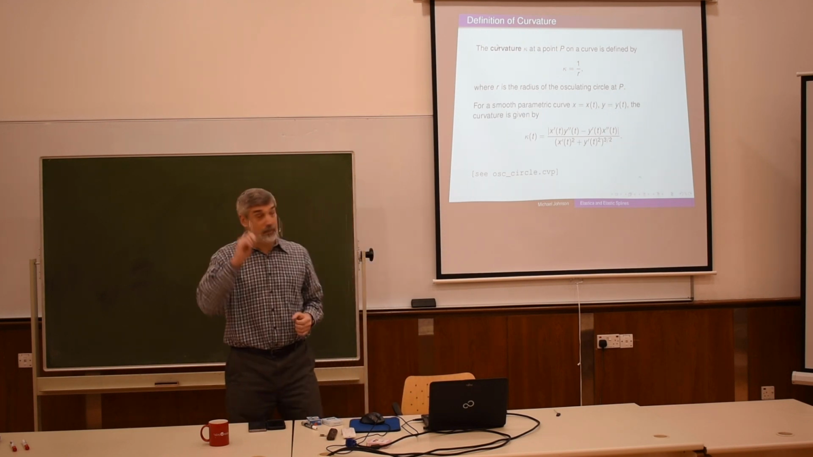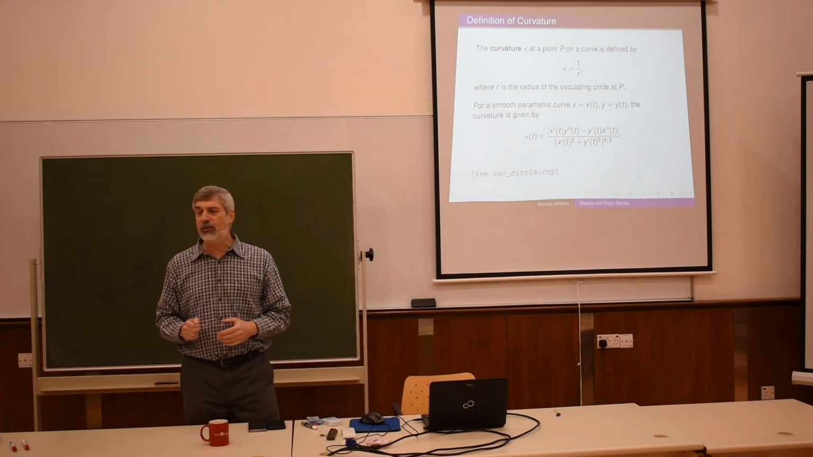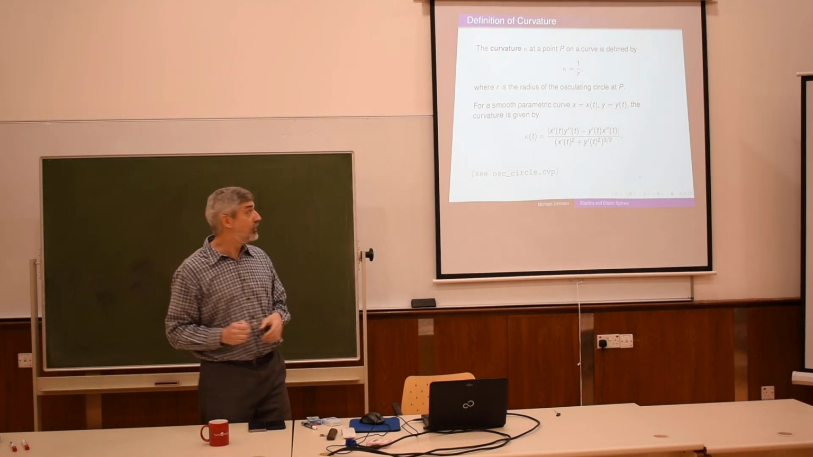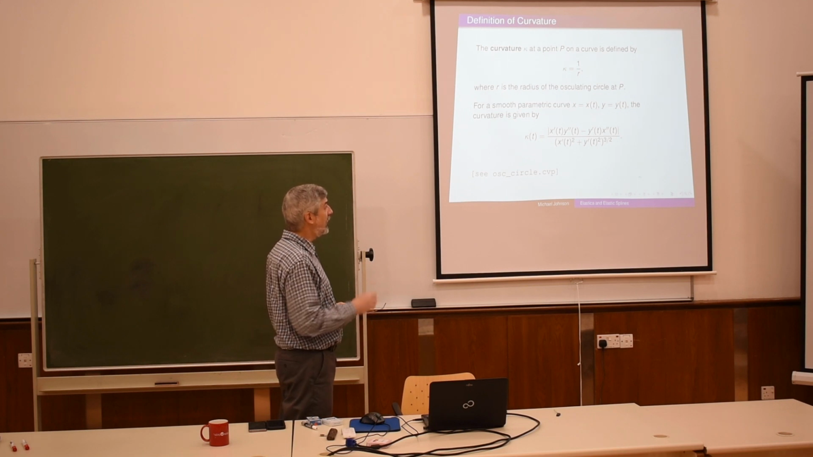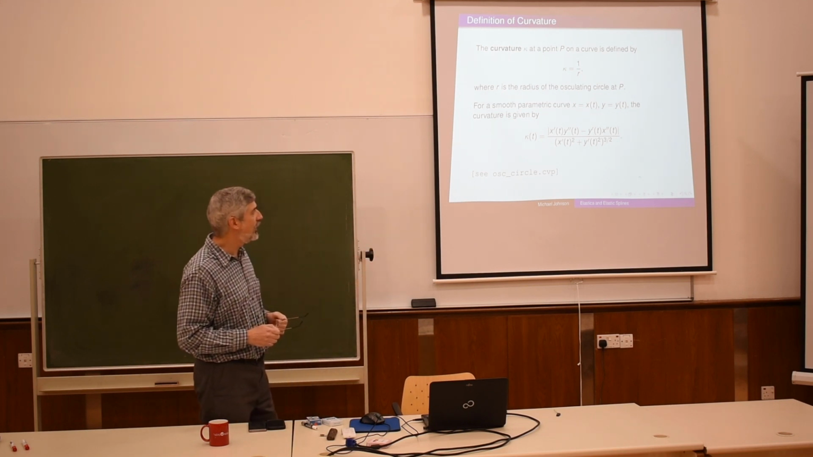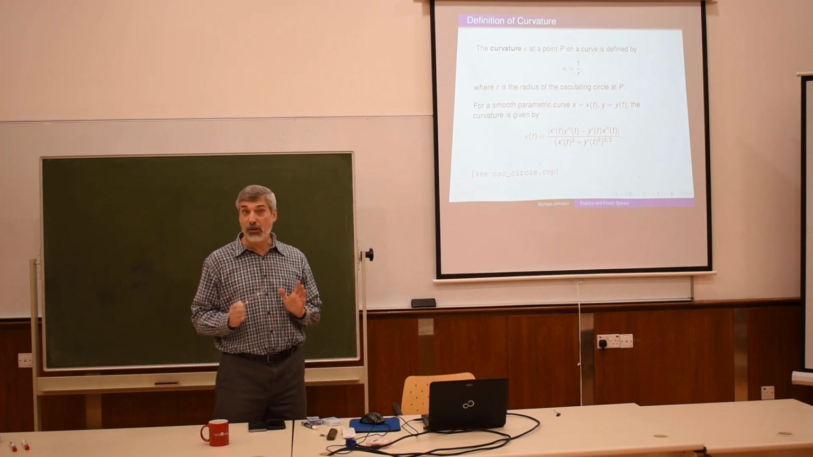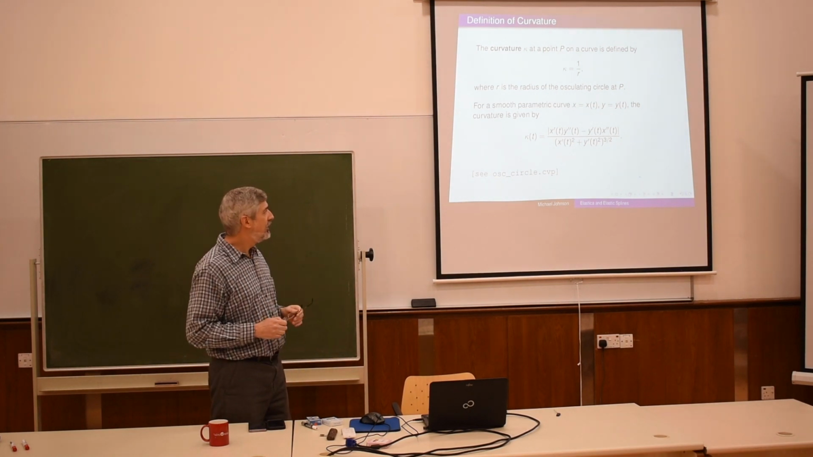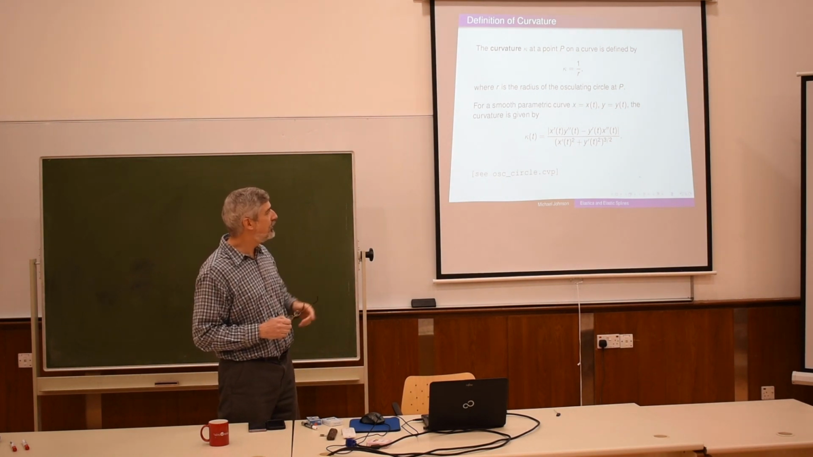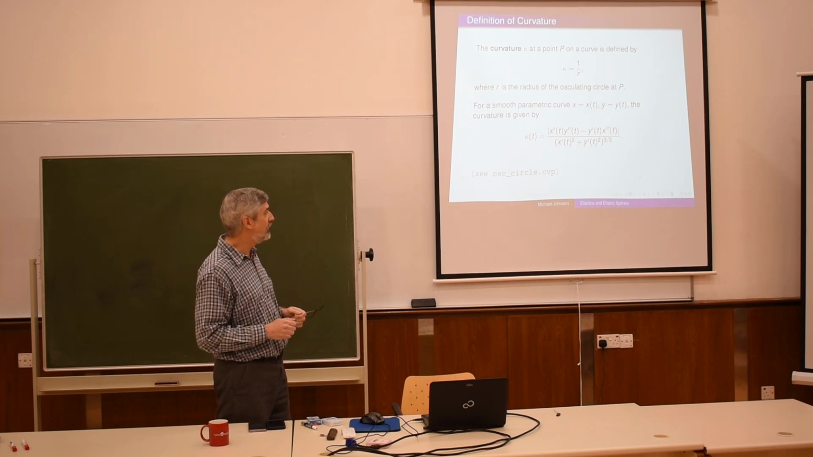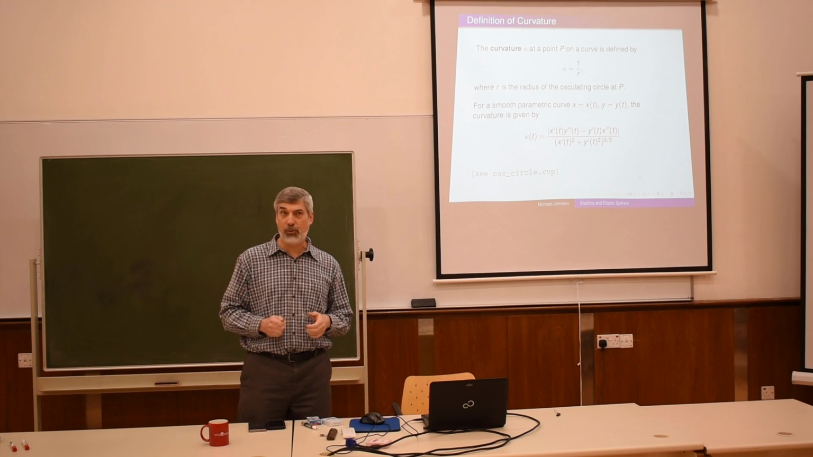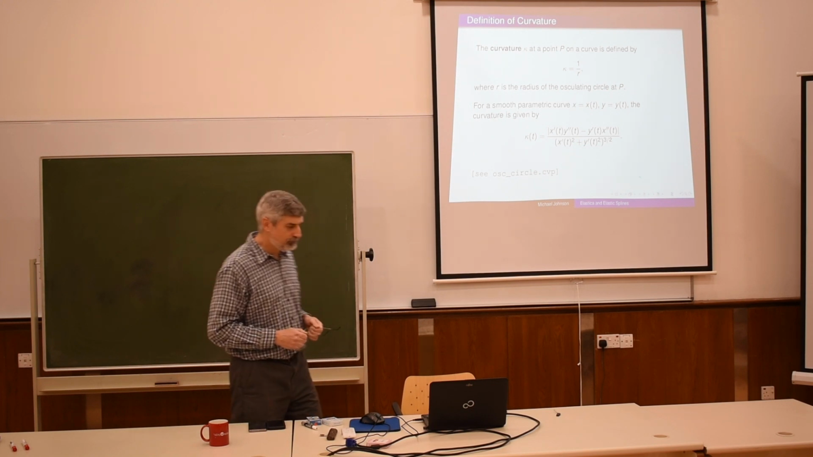Now, if you have a parametric curve, and in this talk we're always working with parametric curves, so if you have a smooth parametric curve, x equals x of t, y equals y of t, there's a formula for the curvature. It involves first derivatives and second derivatives of the components, x of t and y of t. It's not terribly important what that formula is, but there is one.